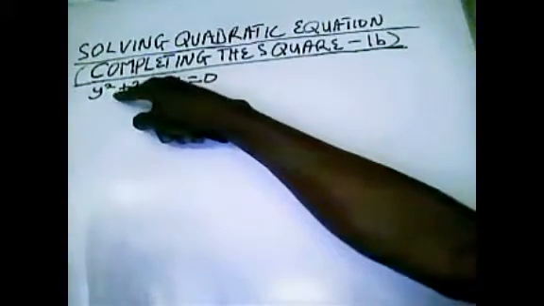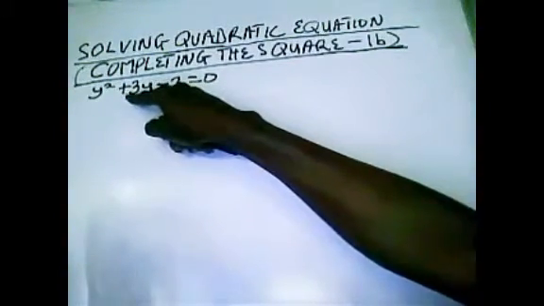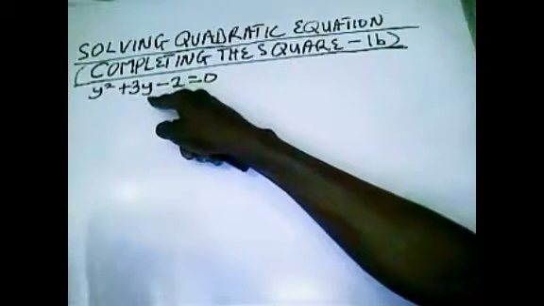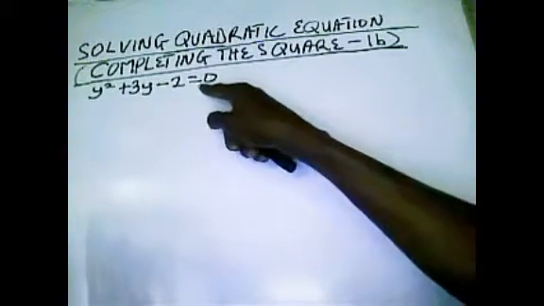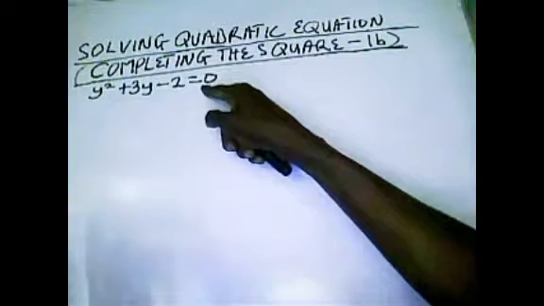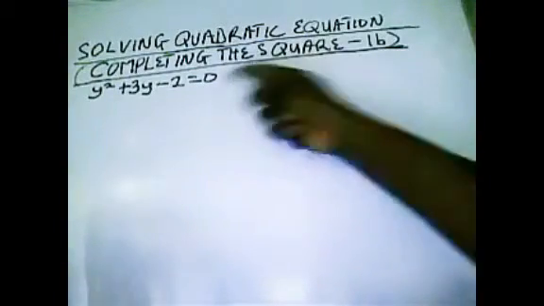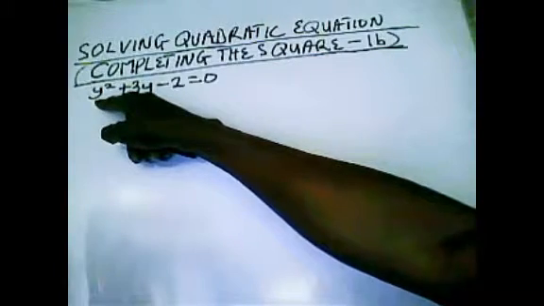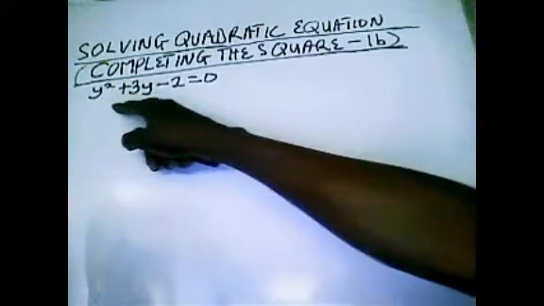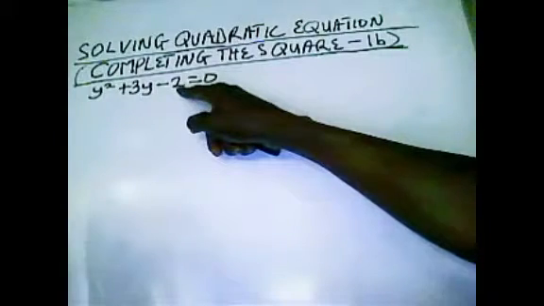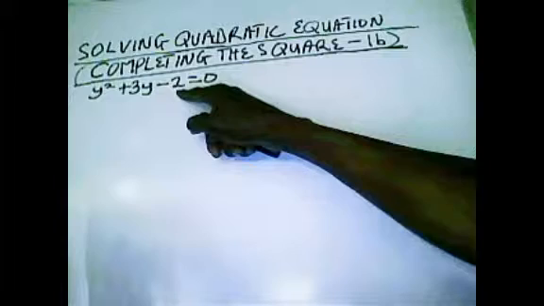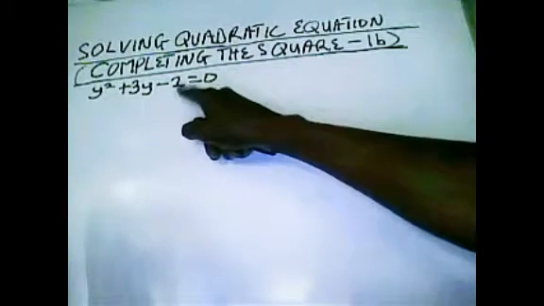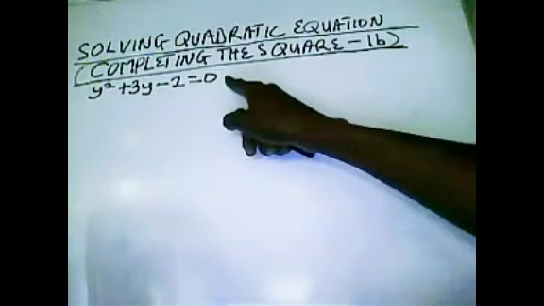On the board, you can see that the question says y squared plus 3y minus 2 equals 0. So how do we solve this? You already know that the first term is a perfect square because its square root will give us y, which is a rational value. The last term is not a perfect square because its square root will give us an irrational number. So what do we do? We have to move this minus 2 to this side. It becomes plus 2, so 0 plus 2 will give us 2.